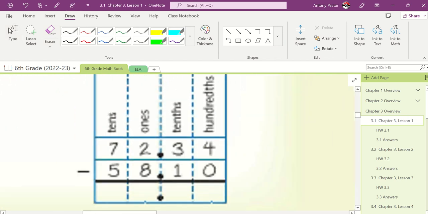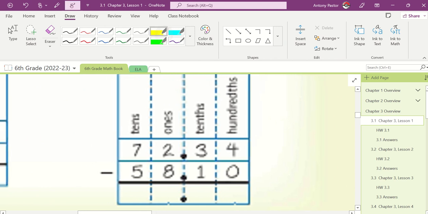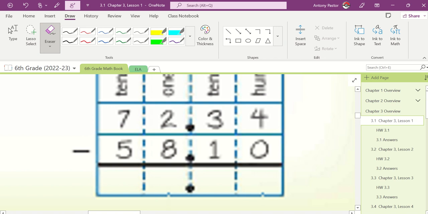Now, on this side, we are going to be subtracting decimals. If my highlighter would work. There we go. We're going to be subtracting decimals. So we are going to actually subtract. Let me go ahead and get my eraser here. We're going to subtract 72.34, subtract 58.10. Now, we put the 0 there as kind of a placeholder.